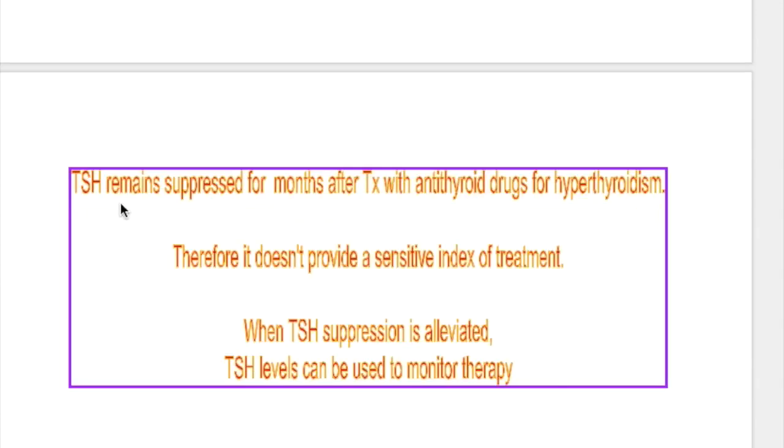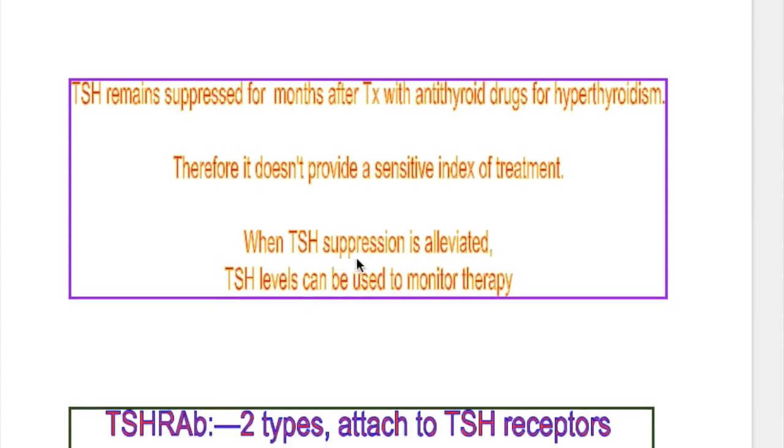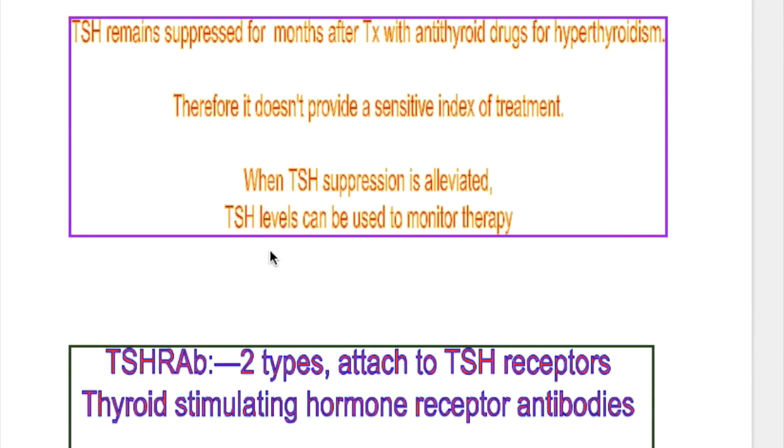And number 3 cause is drug treatment for hyperthyroidism that causes TSH suppression. TSH remains suppressed for months after treatment with anti-thyroid drugs for hyperthyroidism. Therefore, it doesn't provide a sensitive index of treatment. When TSH suppression is alleviated, TSH levels can be used to monitor therapy.